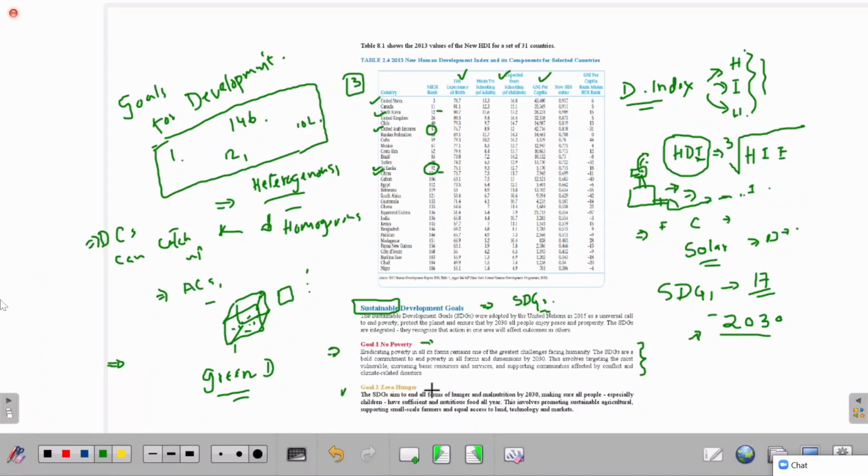Goal number 2 is zero hunger. That means food security is one of the development indicators. Food security, and those who are deprived of food or facing malnourishment or lack of nourishment, they are actually food deprived. So capability deprivation is also there. So to ensure food security by the year 2030, the UN set a goal for zero hunger. So zero hunger is the second goal that ensures food security. Okay, zero hunger. What is the third goal?